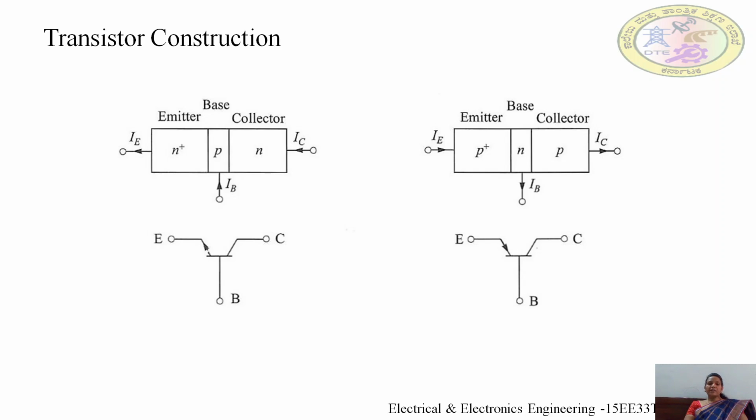Emitter has to emit majority charge carriers, hence it is heavily doped. Base passes on all these majority charge carriers to the collector, hence it is very lightly doped. And the collector has to collect the majority charge carriers emitted by the emitter, hence it is moderately doped.